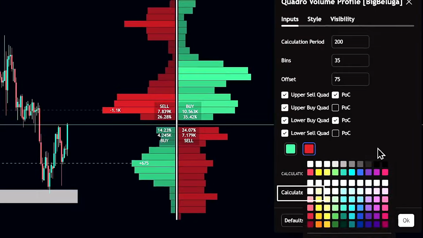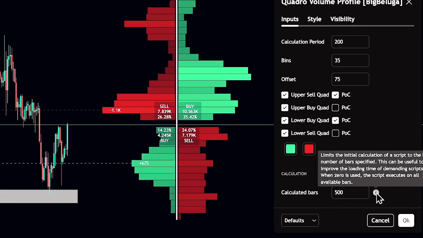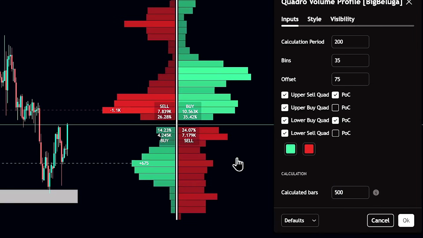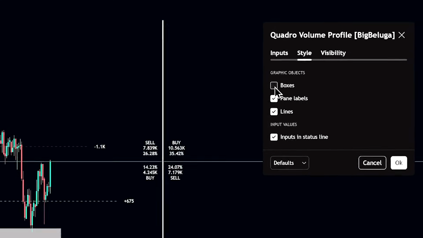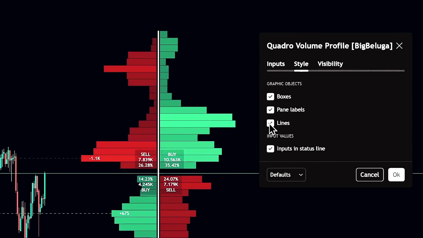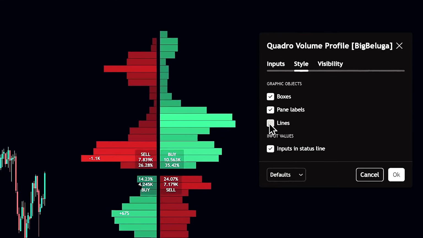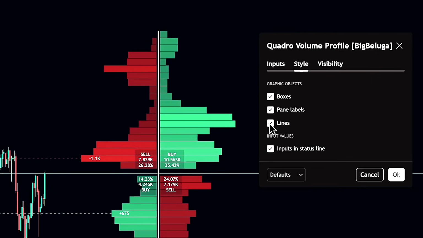The calculated bar setting limits how many candles the script initially processes, which can help improve performance on slower machines. If your computer is fast, you can leave it at 500 or even set it to 0 so the script runs on all available data. In the Style tab, you'll find additional visual options that you can adjust to your preference. I've already made my changes, so once you're done, click OK and we'll move on to how to actually trade with this indicator.